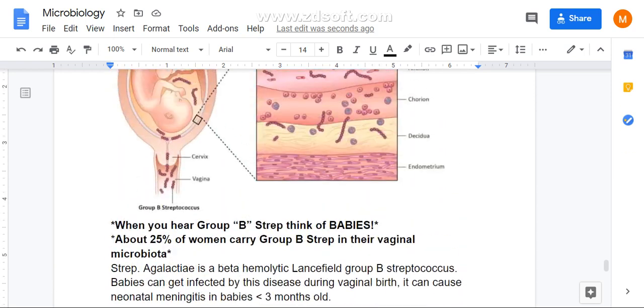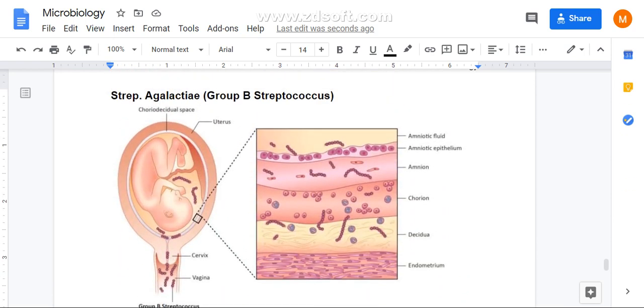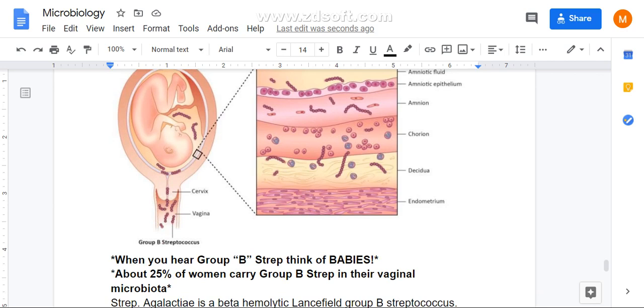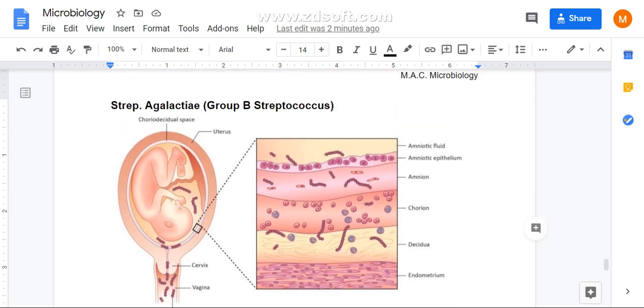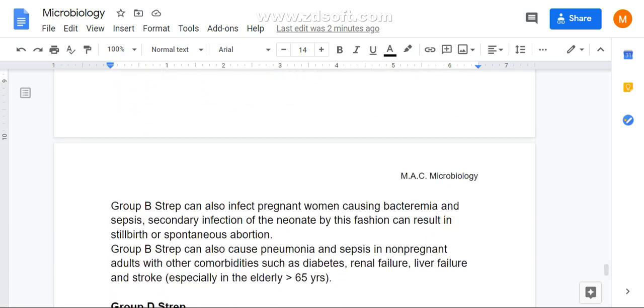And I want to explain. You can look over here. You can see this baby in the uterus, chilling out, and you can see the group B strep in the vagina, in the cervix, and also in the uterus as well. They can be in the amniotic fluid, and so the baby can get this infection as it goes down, right?